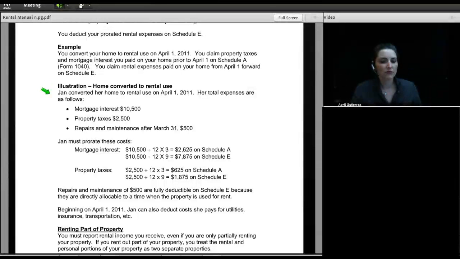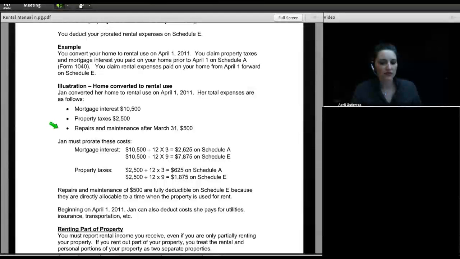Jen converted her home to rental use on April 1, 2011. Her total expenses are as follows. Mortgage interest, $10,500. Property taxes, $2,500. Repairs and maintenance after March 31, $500. Jen must prorate these costs as follows.